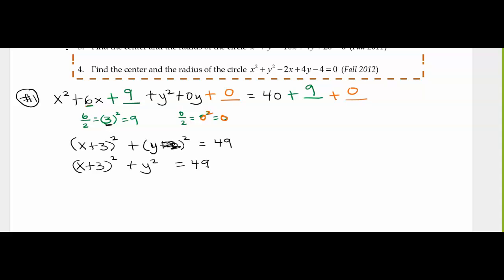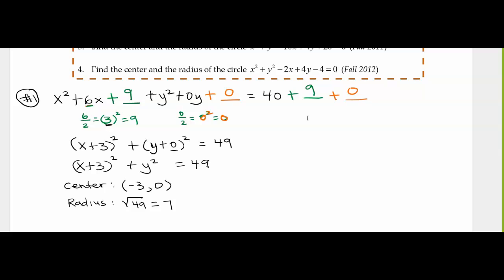But if it helps you to just keep that plus 0 right there, that's fine with me. It doesn't really matter to me as long as you understand that that's just going to be a y squared there. All right, so when I'm trying to find my center, insiders are liars, so I've got -3, and then this is just 0. So -3, 0 is where my center is. And then my radius, I need to take the square root of 49, which is 7.